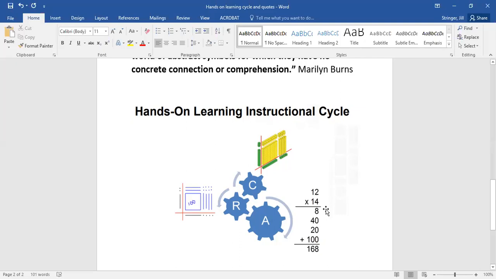Now notice how the way that this is multiplied. This is all about your place value. So 2 times 4 is 8, okay? And then 4 times 1 is the tens place, so we have 40. 1 times 2 is 20, because that's going to be here in the tens place. And then 1 times 1 is going to be 100 in the hundreds place. Then you add that together, it's 168. That's a different way to multiply rather than the standard algorithm, right?